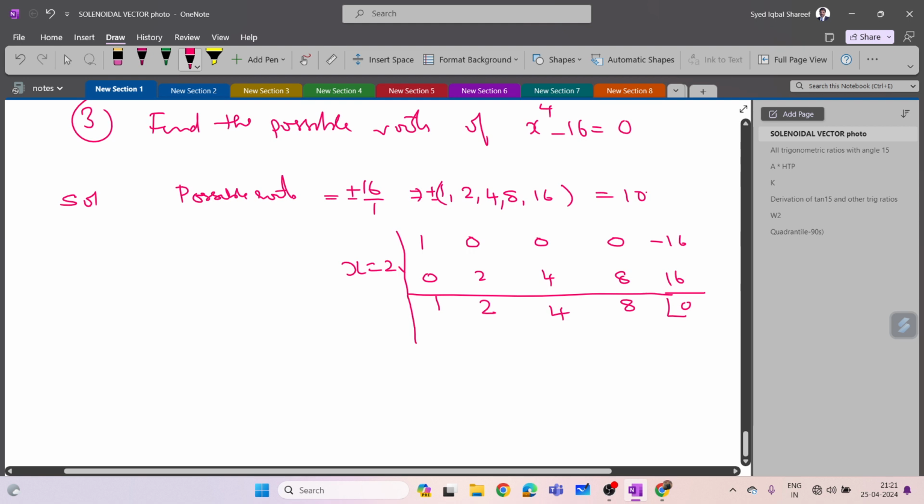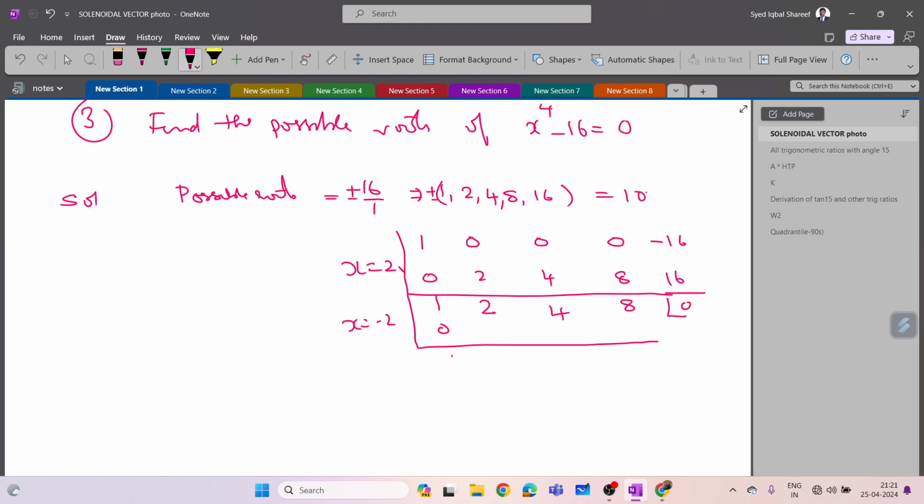Now everything is positive. Let me try with negative 2. Minus 2 times 1 is minus 2. So plus 2 getting cancelled. 0 minus 2 times 0 is 0. So this is 4. Minus 2 times 4 is minus 8. So now minus 2, 2, we got 2 roots. 2 more roots are there.